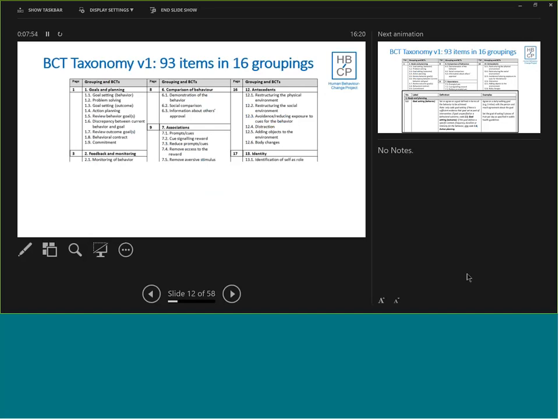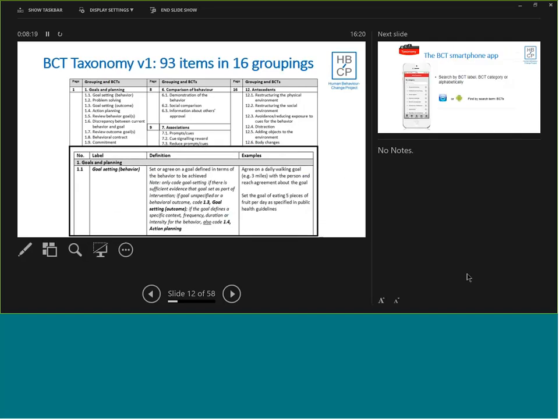about if you're interested. So just to give an illustration here, the top left-hand box is goals and planning. That's the first of 16 groups. As you'll see, within that grouping, there are 9 different techniques. And these are just the labels you see, starting with goal setting for the behaviour, ending up with commitment. For every single one of these techniques, we have a definition, including how to distinguish it from other behaviour change techniques and examples of what we mean by them.